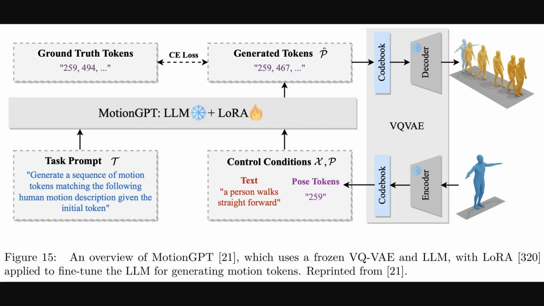So shifting focus to motion generation, this figure on page 37 presents MotionGPT. It's an architecture that uses a VAE and a large language model fine-tuned with LoRA to generate motion. You can see it takes a task prompt, like generate a sequence of motion tokens, and control conditions like text and pose tokens. The output is then a sequence of animated figures performing the described motion.